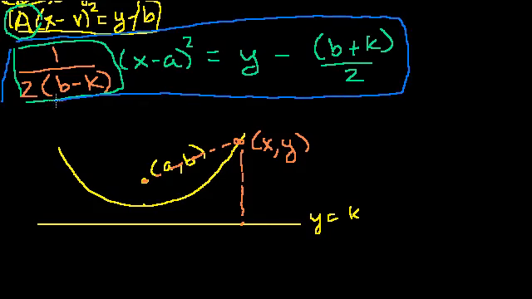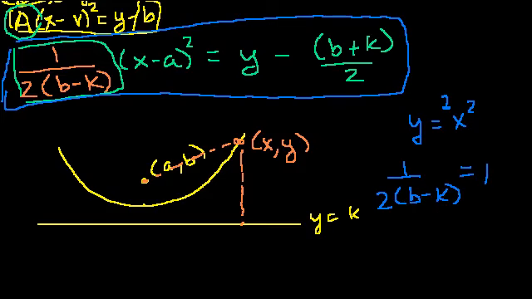Although it looks a little bit hairier than most parabolas we see, if you look at it closely, you'll realize that it is indeed a parabola. For example, this is the classic parabola, y is equal to x squared. How is this the same thing as this? Well, in this case, this coefficient is just equal to 1, so 1 over 2b minus k is equal to 1. The coefficient in front of the x squared term is equal to 1.